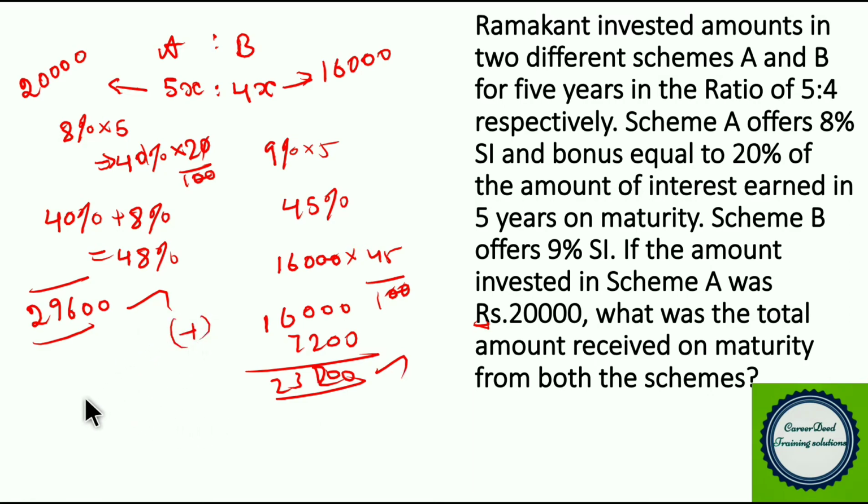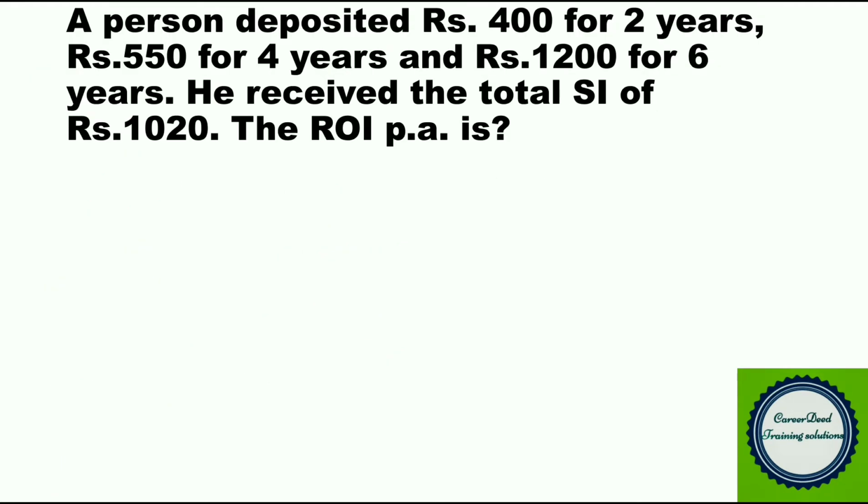So scheme A plus scheme B he totally gets 52,800 rupees. So what was the total amount received on the maturity from both the schemes? Which is 52,800 rupees. Now moving to question number 3, which is the last question of the session.